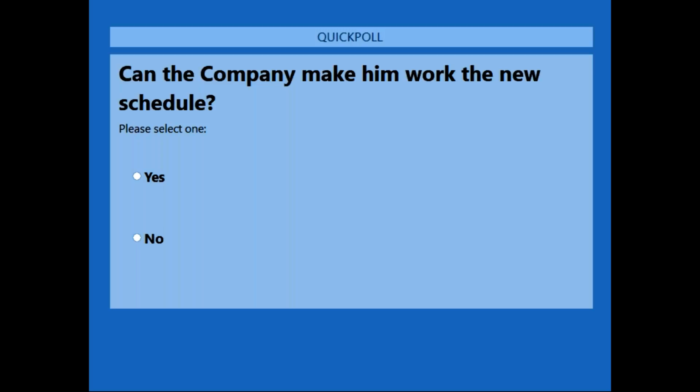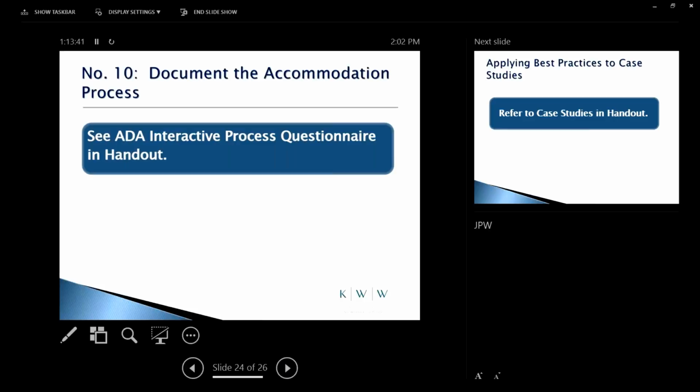So the polling question was, can the company make him work the new schedule? And 41% are saying yes, and 59% are saying no. And I guess what I would say there is, look at the next sentence after that question. Are there steps the company should take before requiring him to work this new schedule? I think if the employee has raised his hand and said, I can't do that because of a medical condition, the steps you take are the exam or inquiry process that we've been talking about, so that any decision you make is based on good, reliable evidence.